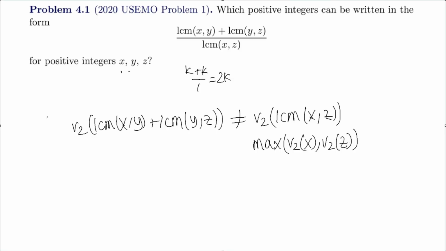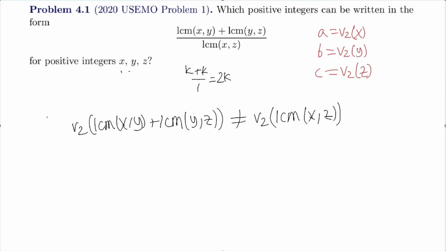And before we get into any trouble, it looks like we're going to keep using nu2 of x, nu2 of z, and also the nu2 of y over there. So let's go ahead and create variables for those so that we don't get confused and save ourselves trouble. a is equal to nu2 of x, b is equal to nu2 of y, c is equal to nu2 of z. So then this here becomes max of a and c. Okay, that's one side of the equation down. And now we have the other one to go.